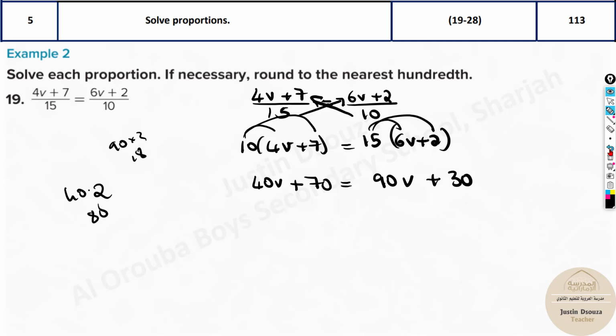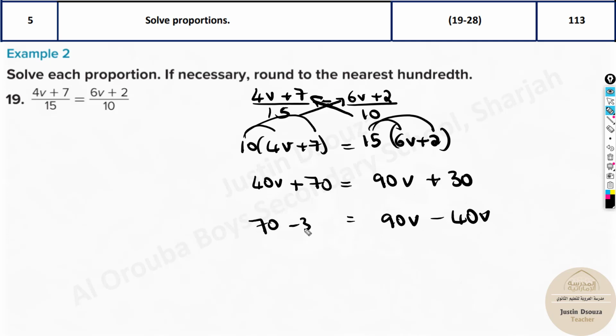So that is why we consider the coefficient of the variable, whichever is bigger, leave it over there. Don't move that. The smaller one moves. Whereas over here, the numbers just go to the other side. It doesn't matter which is big or small, only the variable. So this 90v remains, and this 40v goes to the other side, becomes negative 40v. Whereas 70 over here and minus 30.